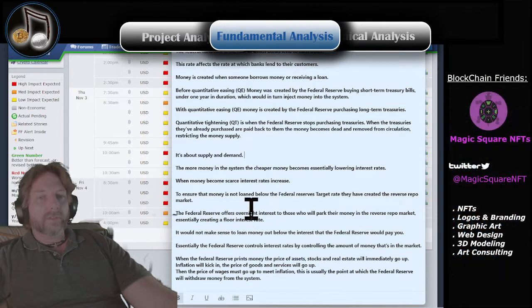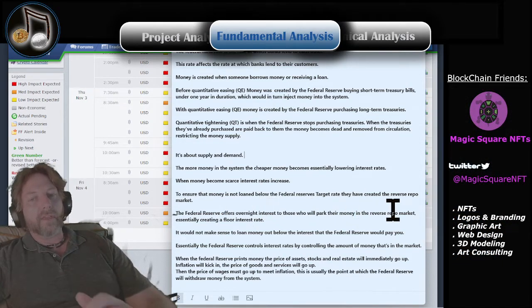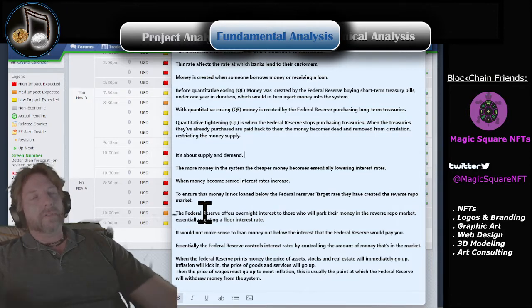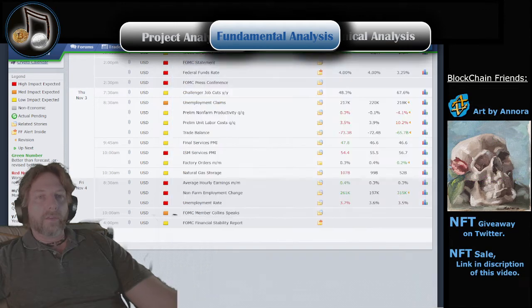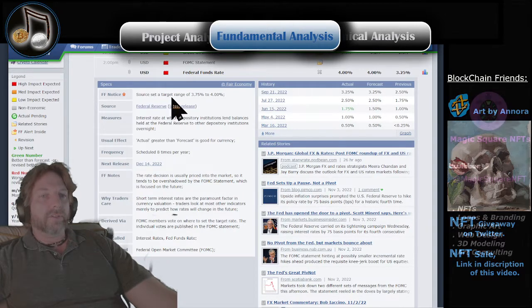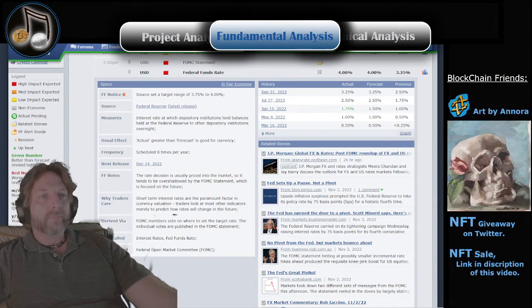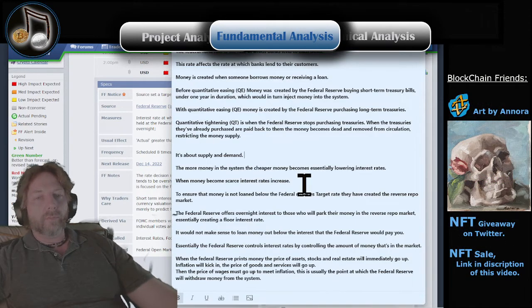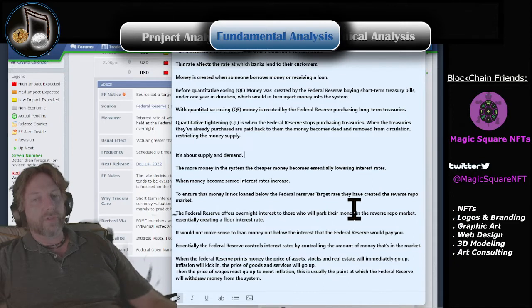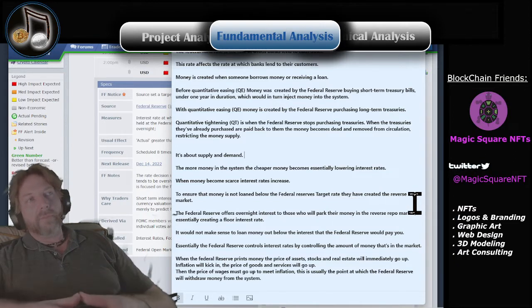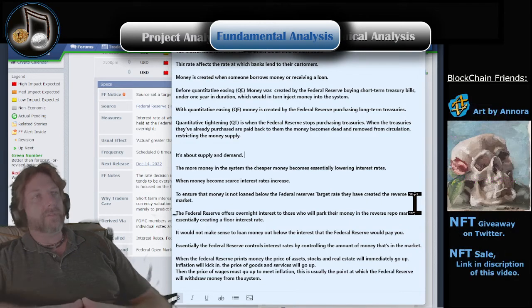To ensure that money is not loaned below the Federal Reserve target rate, they have created the reverse repo. The Federal Reserve will create target rates, and you see here they set the target rate range from 3.75 to 4%. So that's their target rate, 3.75 to 4%. What happens is there's some money floating around out here, but people want to get a return on it, and they're like, okay, well, I'll loan it out to you for 2%.